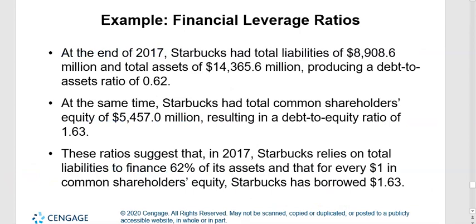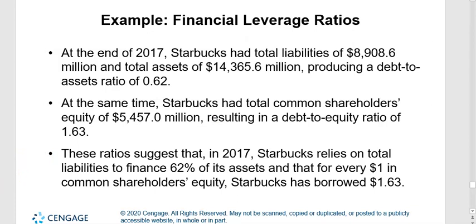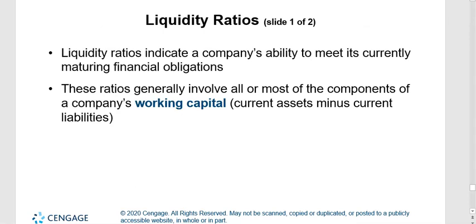And then we have some examples in here. Starbucks' debt to asset ratio is 62, which basically means that 62% of their assets are financed through debt. The debt to equity ratio is $1.63, which means that for every dollar that common shareholders have invested, Starbucks has $1.63 in debt. It's not necessarily bad. It just depends on how leveraged they are, what their interest rates are, and if they're financially stable.